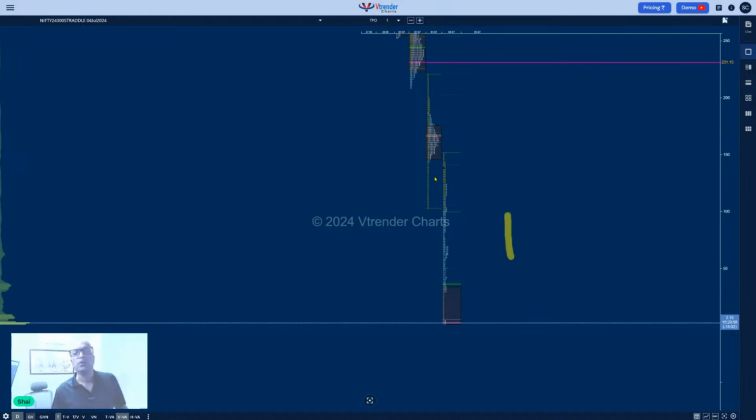So yesterday I called this profile a 313 profile, and whenever you see a 313 profile, you just focus on the value area low and the value area high. And if the market is below the value area low, guess who is in control? The sellers are in control, right? And this is a good environment to be a writer.